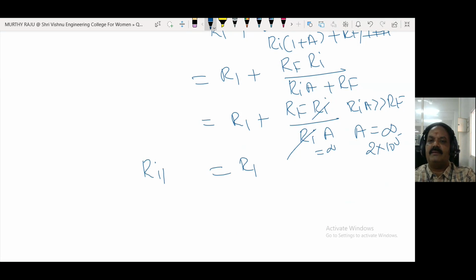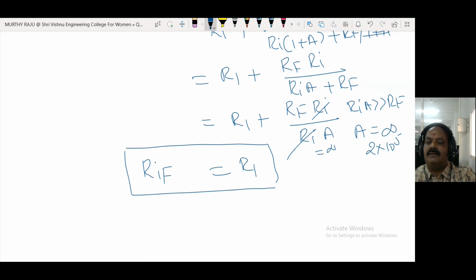Finally, the input resistance of the inverting amplifier with feedback, RIF, is R1. By changing the RF and R1 values, the input resistance of that op amp also changes.